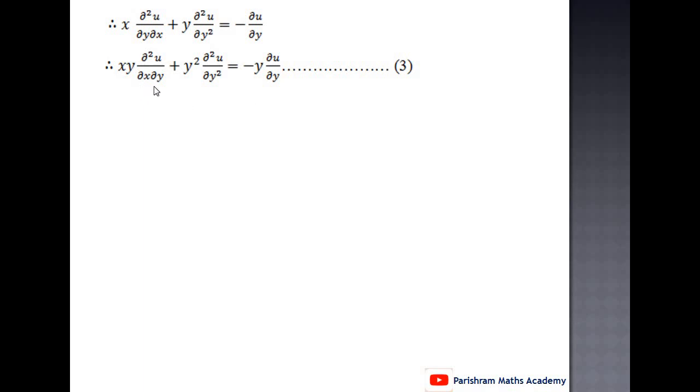We get xy into ∂²u/∂x∂y plus y² into ∂²u/∂y² equal to minus y into ∂u/∂y, equation 3.